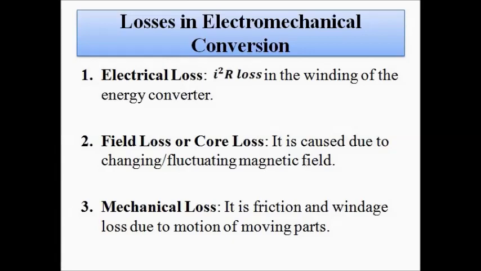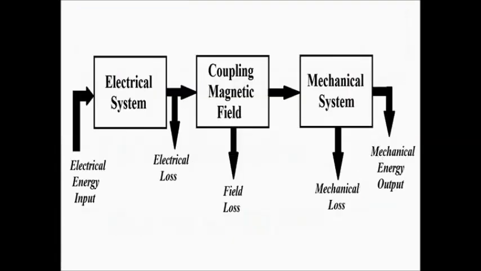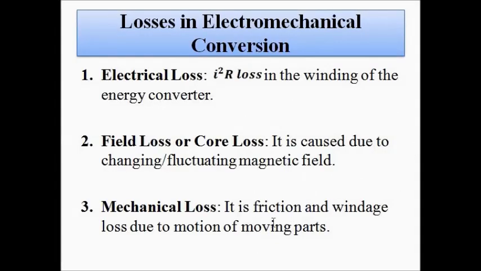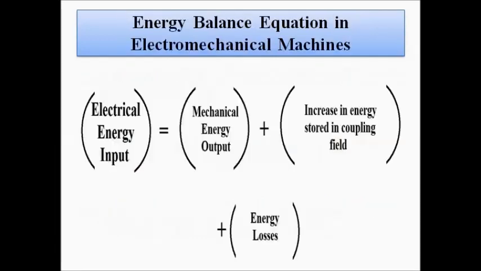And then the mechanical loss, which is caused in the mechanical system, is because of the friction of the moving parts. Okay, so this is the friction and windage loss because of the moving parts, because the rotating electrical machines have some rotating components, some rotating parts. So obviously there will be friction and windage loss due to those moving parts. So this energy balance equation is applicable for both electrical generator and electrical motor.